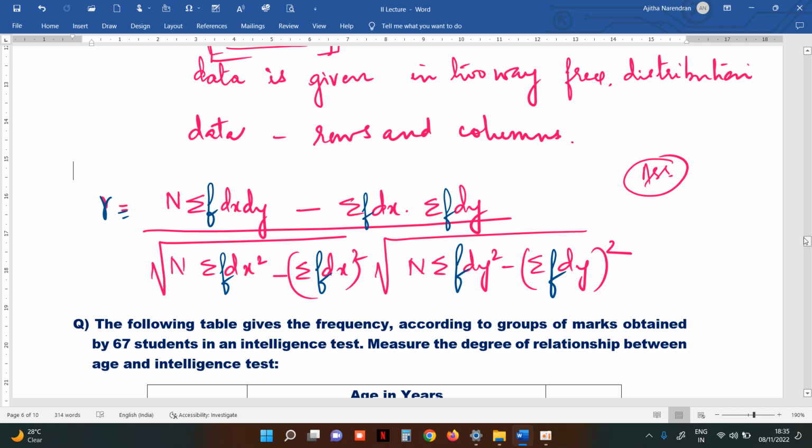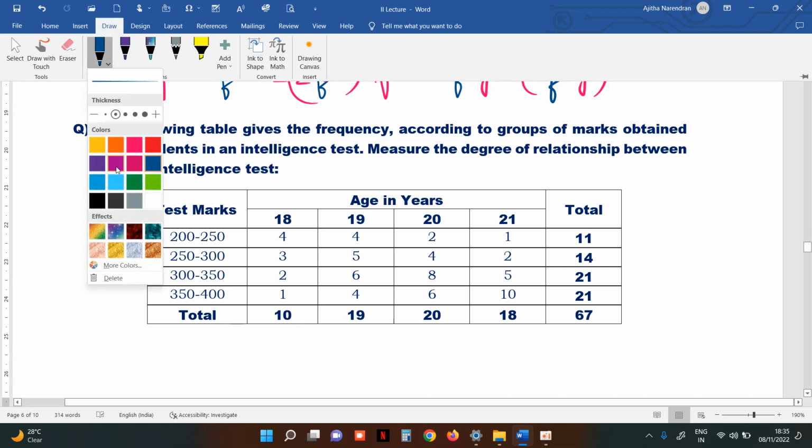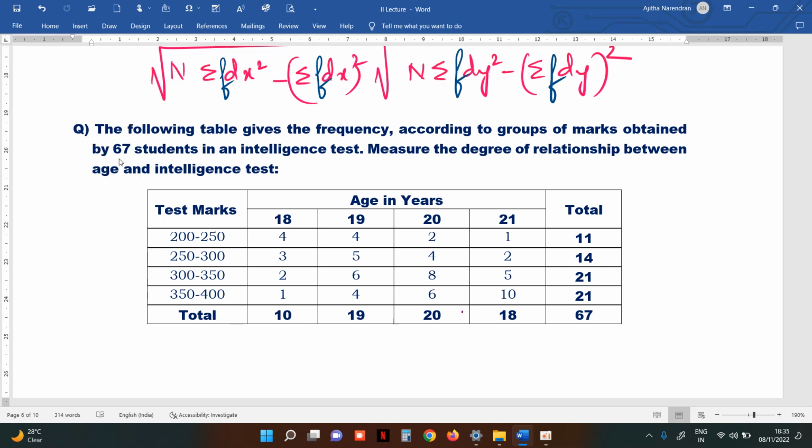Like for example, in our question, we need to solve this sum. You see, the following table gives the frequency according to groups of marks obtained by 67 students. This 67 is your n, no doubt. In an intelligence test, measure the degree of relationship between age and intelligence test. So, this is age, this is intelligence test.